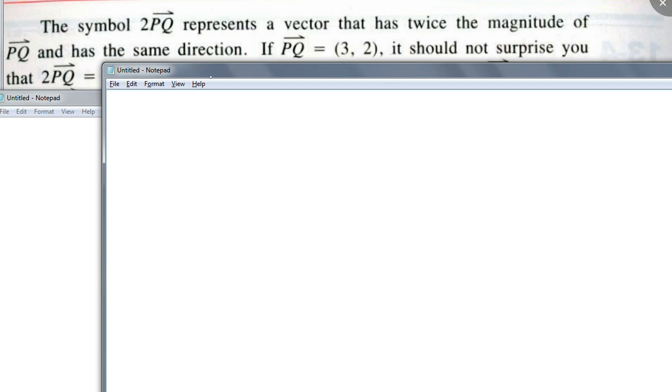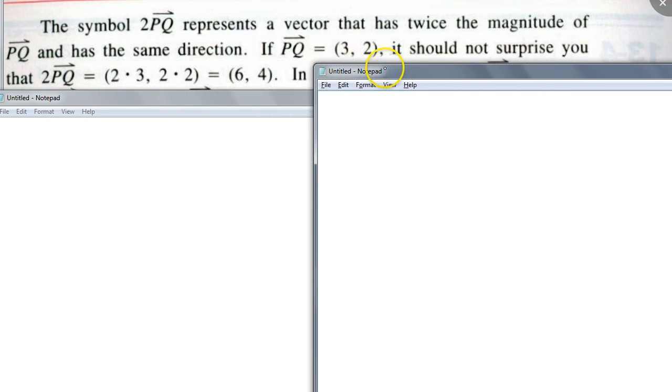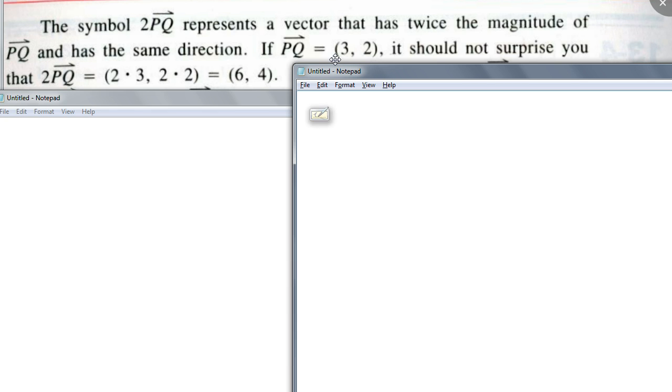So 2 vector PQ just means a vector that's twice as long, right? Anybody guess? Yeah, it's 6, 4. You just multiply each of the change in x and change in y by 2. You're basically extending it twice as long. So the change in x will be twice as long, and it'll be double the change in y.